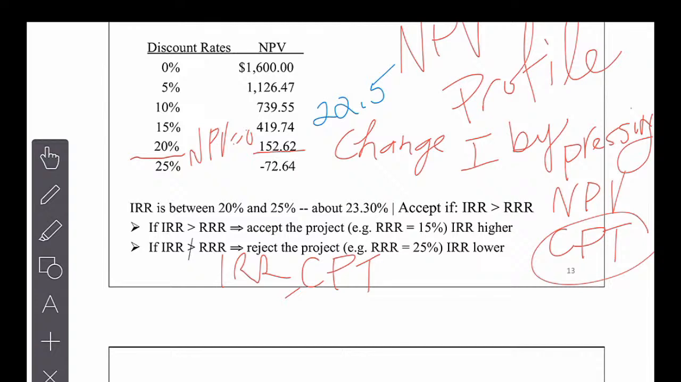So this project, you can interpret it, it returns at 23.3%, which is way more than I was expecting. So yes, go for the project. But if you're expecting 25%, this project is not good enough. So you would reject the project. All right? So let me know if you get it. If you don't get it, that's how we do this.